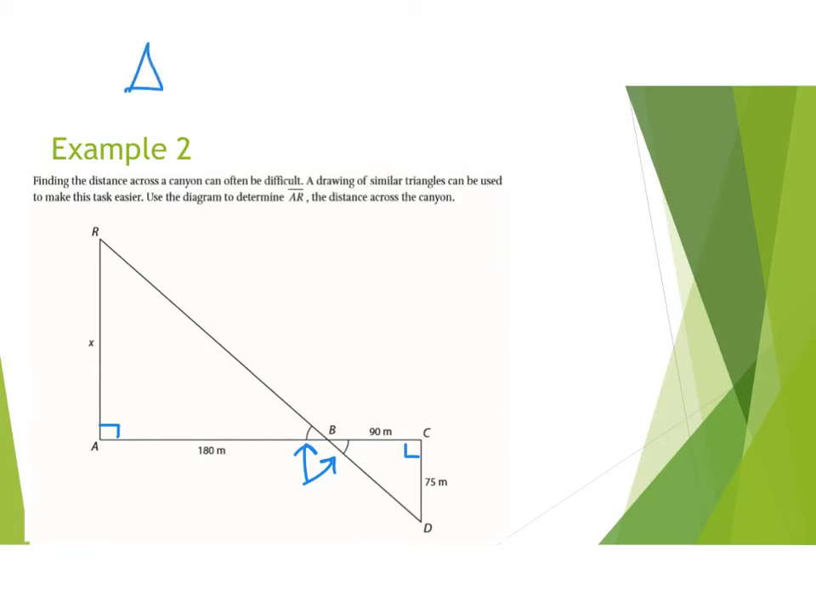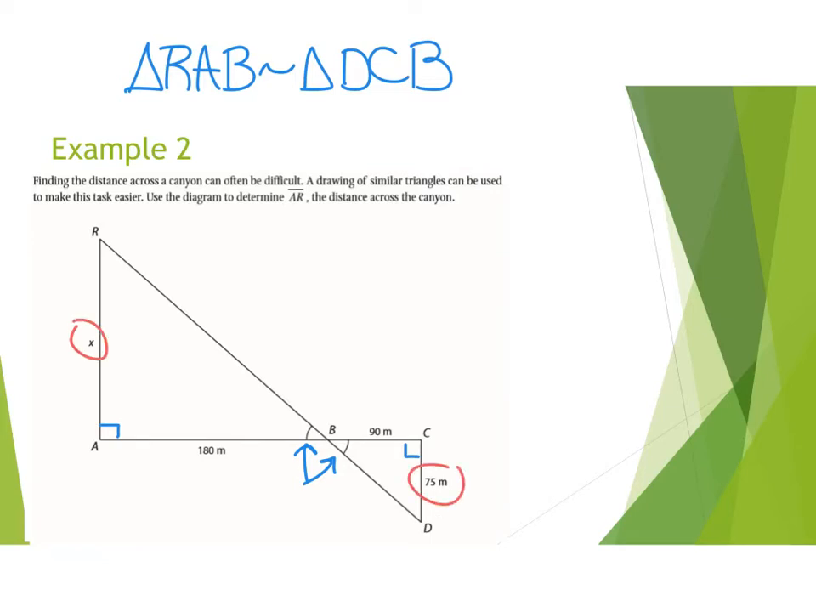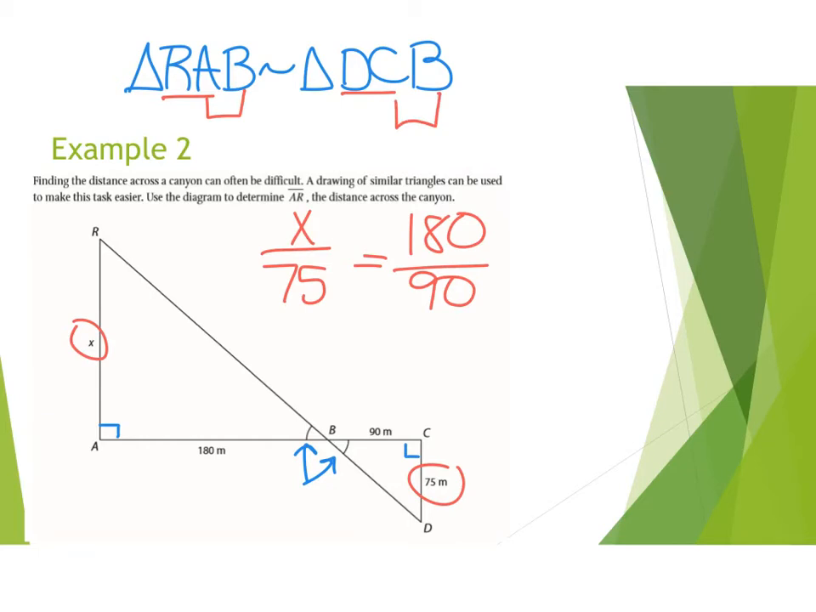And here is the name of those two triangles. We could name it triangle RAB is similar to triangle DCB. And then looking there will help us find matching sides a lot quicker. Okay, we know we want to use X, so I'm going to go with the X to 75. Those are matching parts, and just to double check what those are, that is RA to DC, and then 180 to 90. And 180 is length AB, and that should match up with CB, and that's correct.